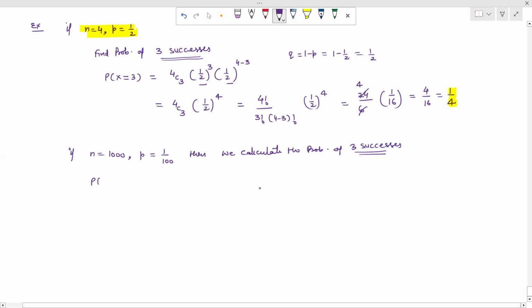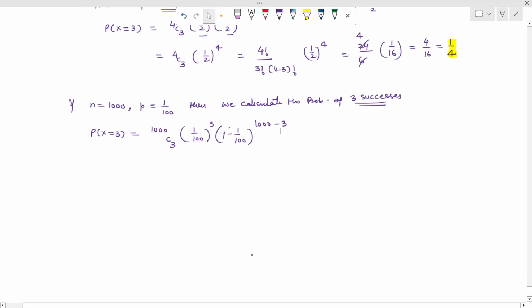Now when we apply the binomial distribution, we calculate the probability of three successes. So nCx, with n is 1000 and x is three successes. Probability p is 1 upon 100 raised to the power x, into q, which we can write as 1 minus 1 upon 100, or 99 upon 100, raised to the power n minus x. Simplifying, this is 1000C3 into 1 upon 100 raised to the power 3, into 99 upon 100 raised to the power 997.